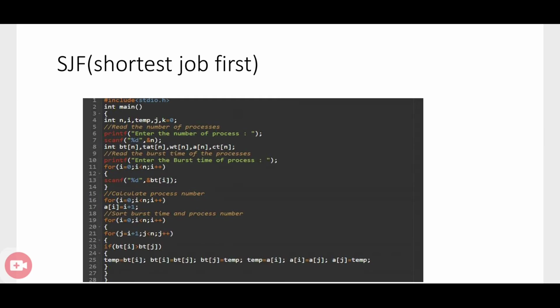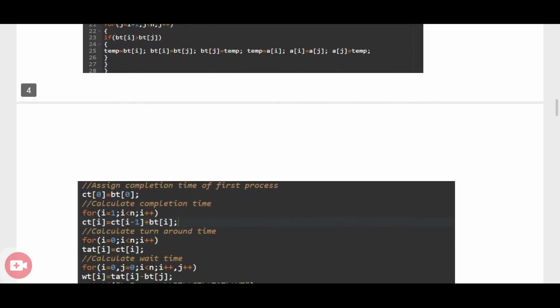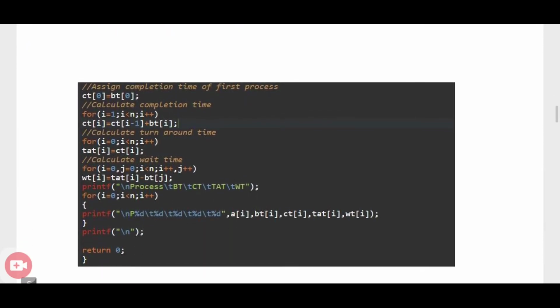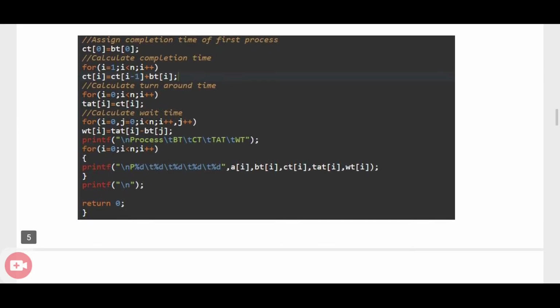First you have to enter the process number, then you have to enter the burst time of all the processes, then you have to sort the burst times in ascending order. Whichever has the minimum burst time will be served first. That is shortest job first. Based on this you can calculate the completion time, turnaround time and waiting time.